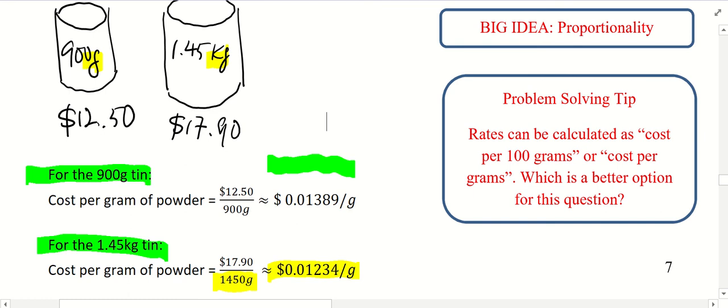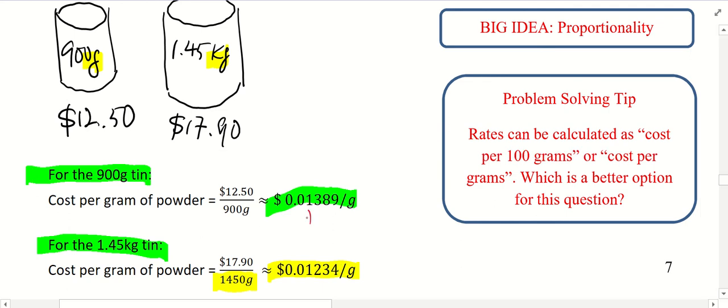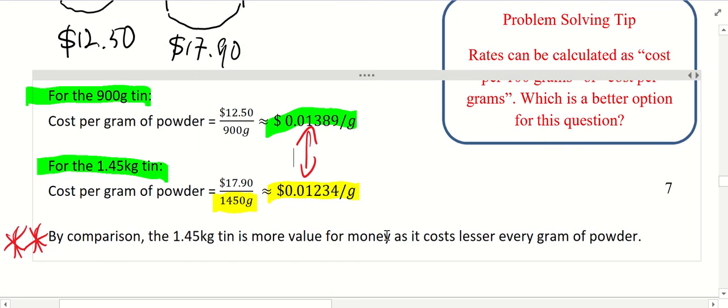Alright, let me just get rid of this highlight. Okay, highlight again. Right. So now I can compare between these two prices, which one is cheaper. Of course, the cheaper one will give me better value for money. So I'll write my concluding statement, which is very important. By comparison, the larger tin or the 1.45 kg tin is more value for money because it costs less for every 1 gram of powder.